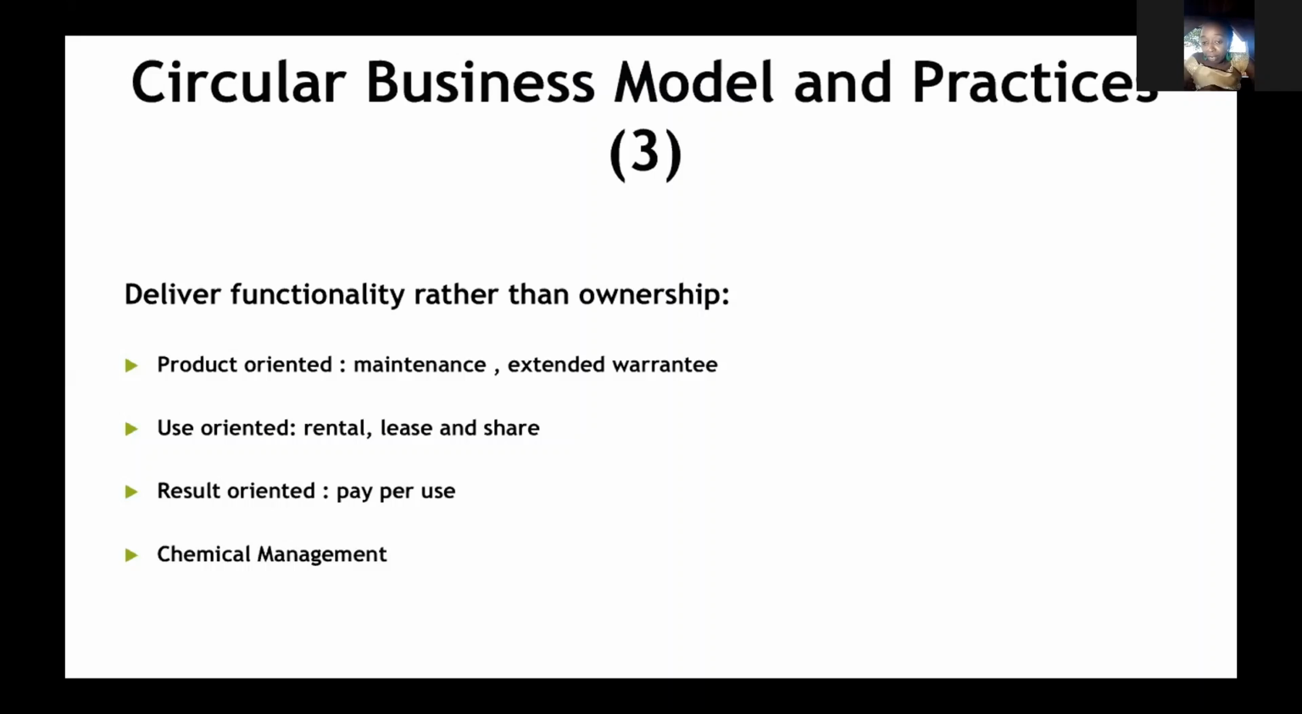So use-oriented, as we already said, means rental, lease, and share instead of ownership. And result-oriented, pay per use, for instance. Pay per use will rather prompt you to have sustainable products, because if your products are not sustainable and can easily break down, you won't go into a pay per use model, because you know the life cycle of your product is very short, and that business model is not going to help you.